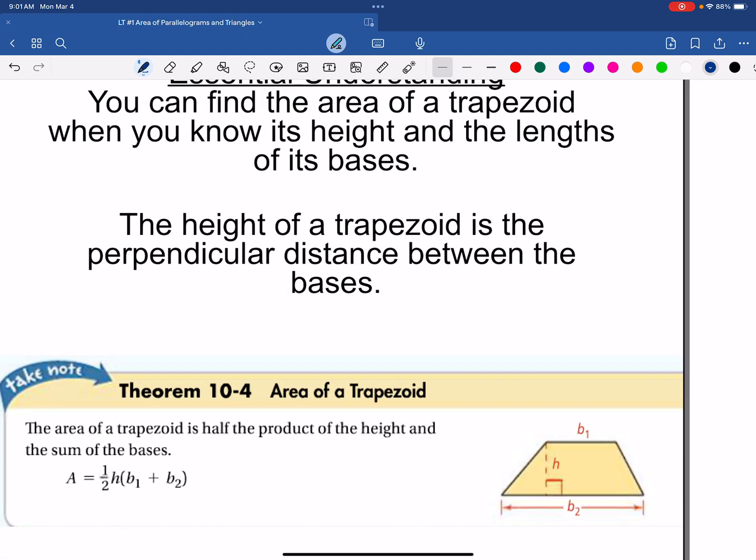A trapezoid is a little different of a formula. It's 1/2 height times the two bases added together. And in a trapezoid, you have one pair of parallel sides, and those two sides are called the bases, base 1 and base 2. Notice the height is still perpendicular to those two bases.